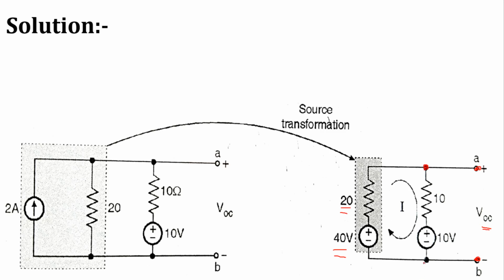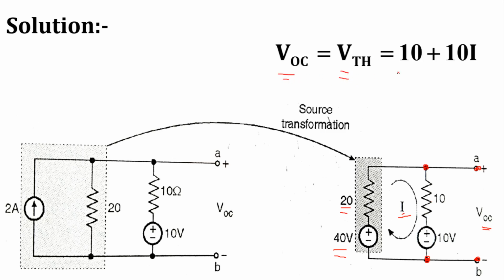So from inspection you can say that this open circuit voltage, or VTH, is equal to the voltage across these two terminals. Suppose the loop current is I. Then this open circuit voltage is equal to 10 plus the drop across this 10 ohm resistance. So the Thevenin equivalent voltage is equal to 10 plus the drop across this 10 ohm resistance, that is 10 into I. Ultimately we have to find the loop current to find the Thevenin's equivalent voltage.